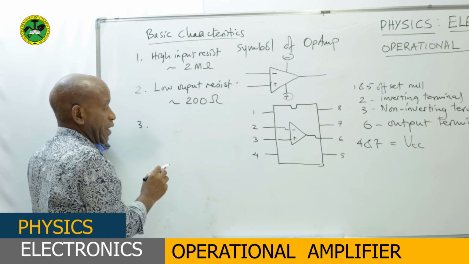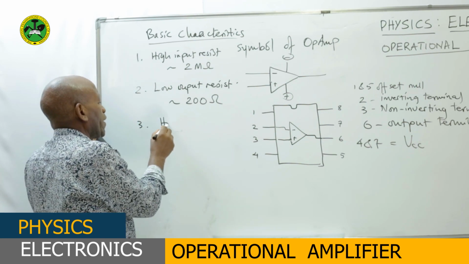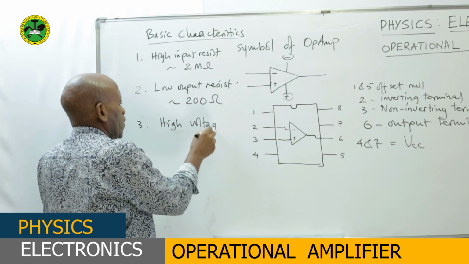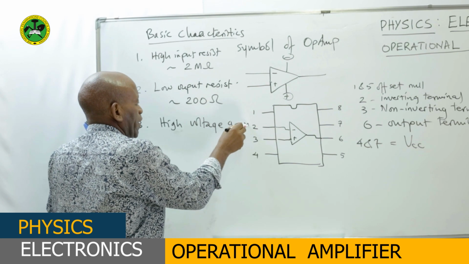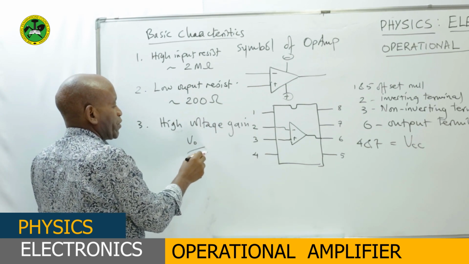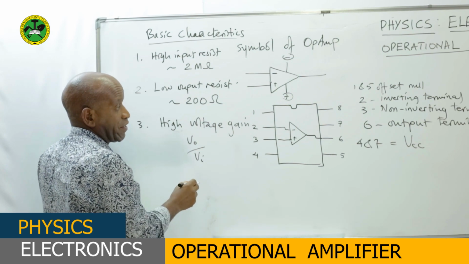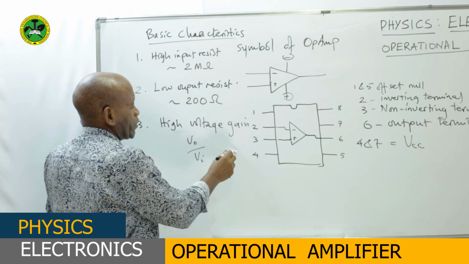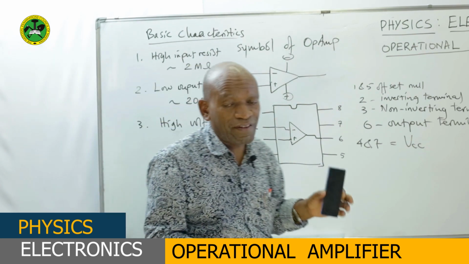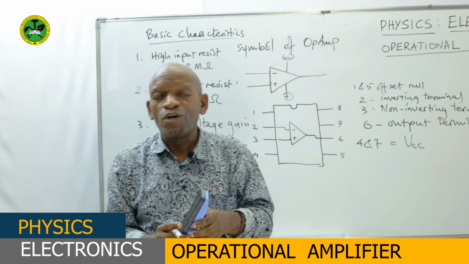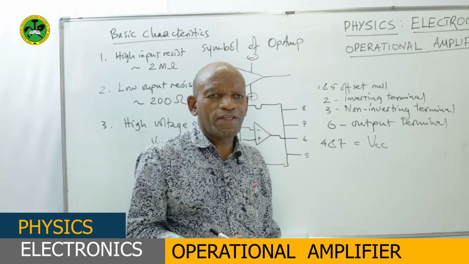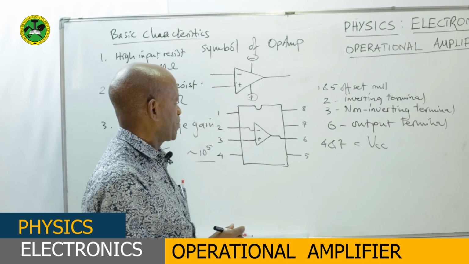And the third property is that the operational amplifier normally has a very high voltage gain. It means that the ratio of the output voltage to the input voltage is very high, of the order of about 10 power 5. These are the three basic properties of an operational amplifier.